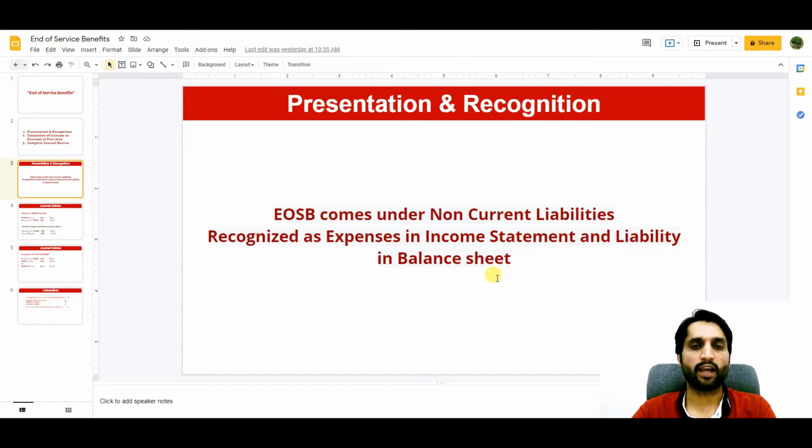Also, we have to present in our notes to the accounts the detailed information of our end of service benefits, which I will show you at the end of this slide: the calculation, and what information you have to provide in the notes to the accounts. So let's see the journal entries, the most important thing, and how we can record our end of service benefits.